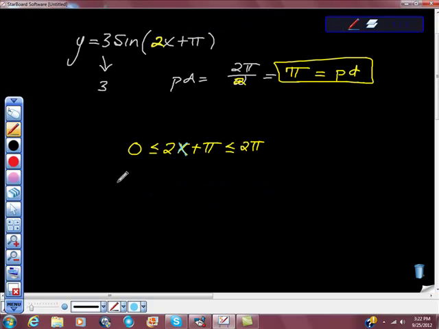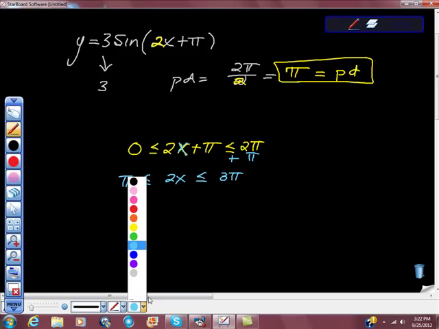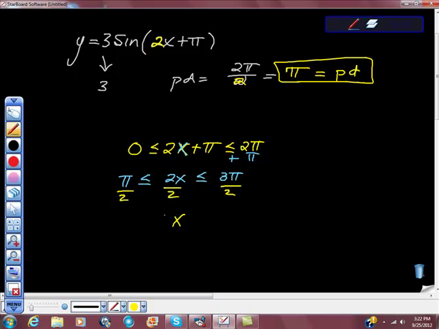So when we solve for x, we're going to add pi to both sides. So we get pi here is less than or equal to 2x, and 2x is less than or equal to 2 pi. I'm going to go ahead and divide. Whoops, I should have added pi here, right? So pi here to make this 3 pi. Sorry. Divide everything by 2. I'm just working out all these equations at the same time. And we get x is greater than or equal to pi halves and less than or equal to 3 pi halves.